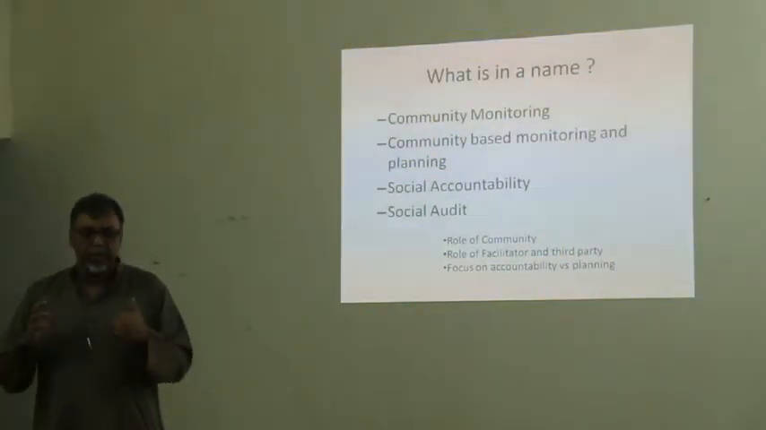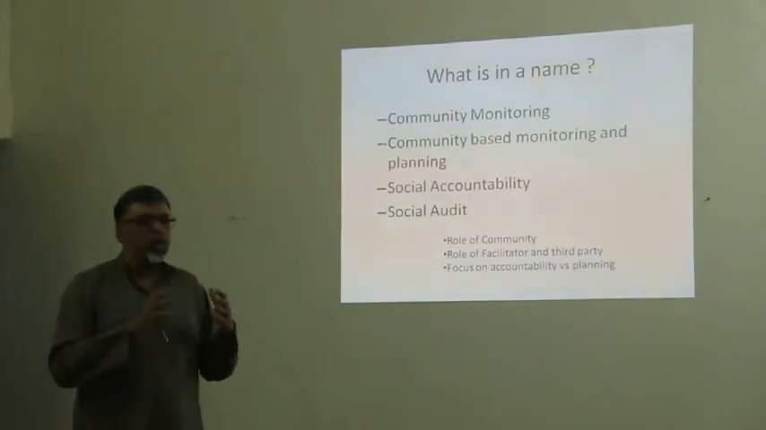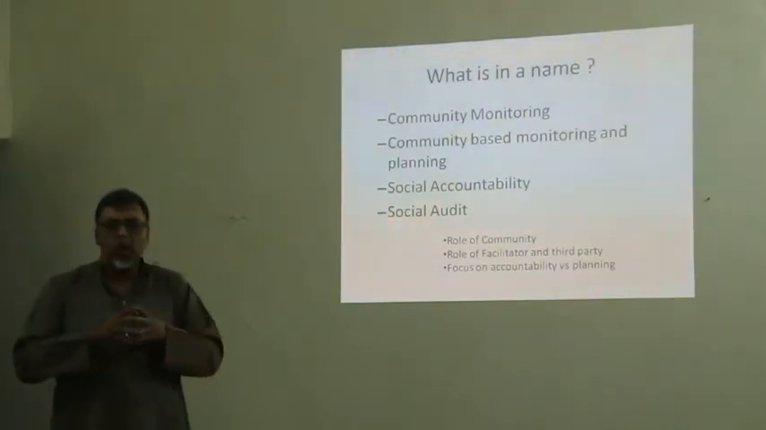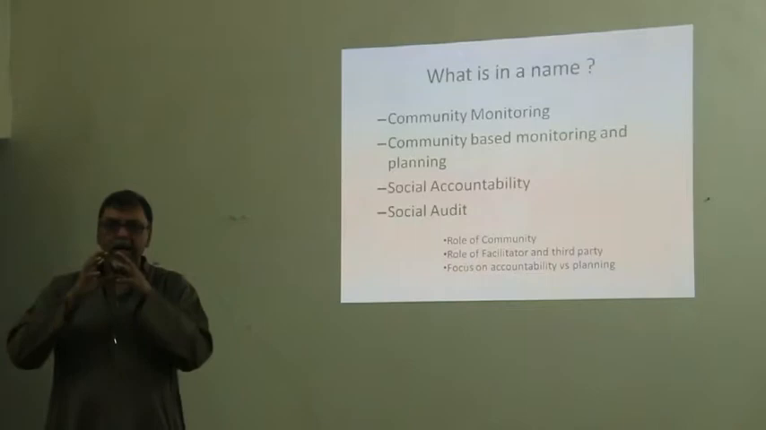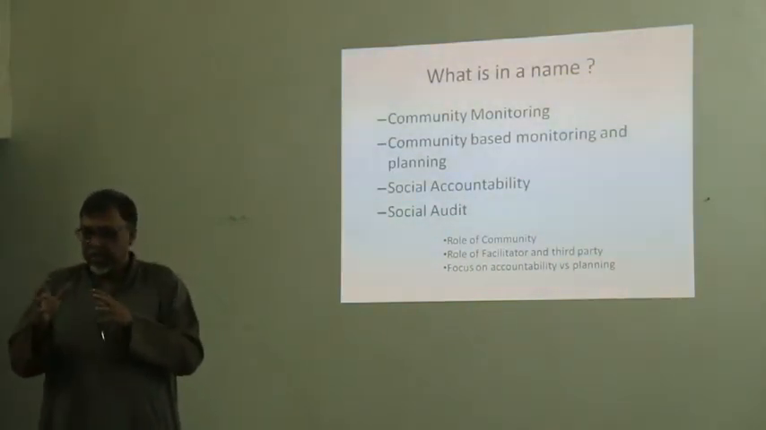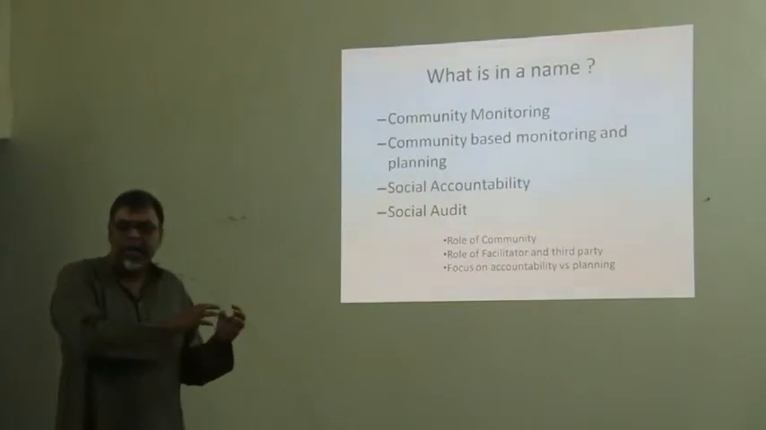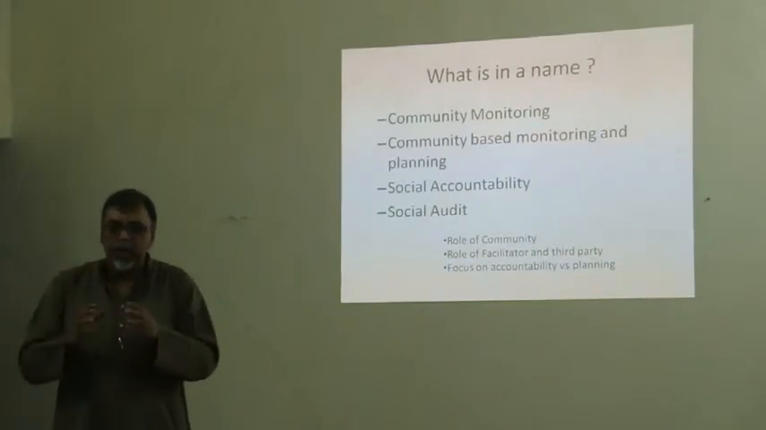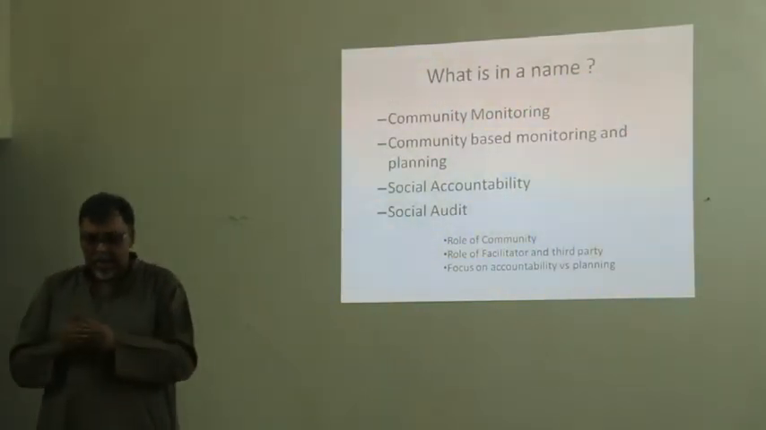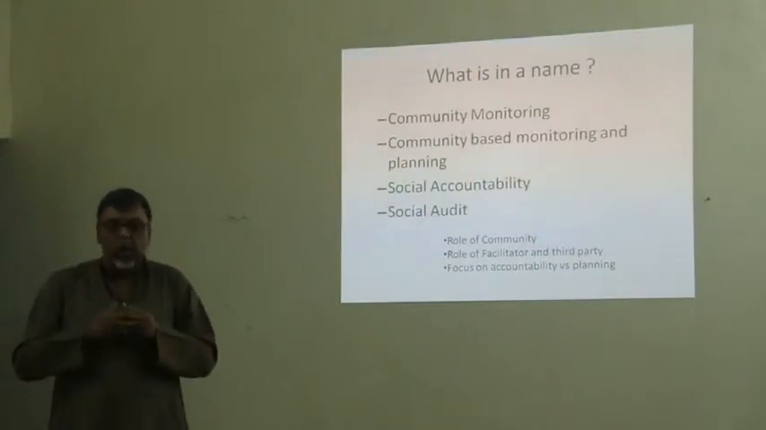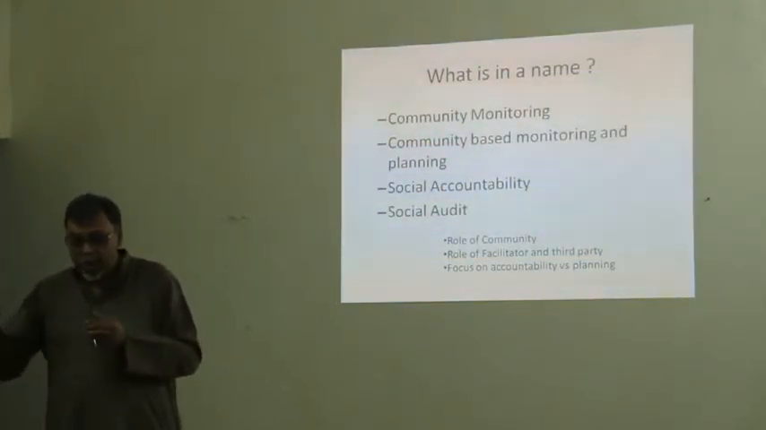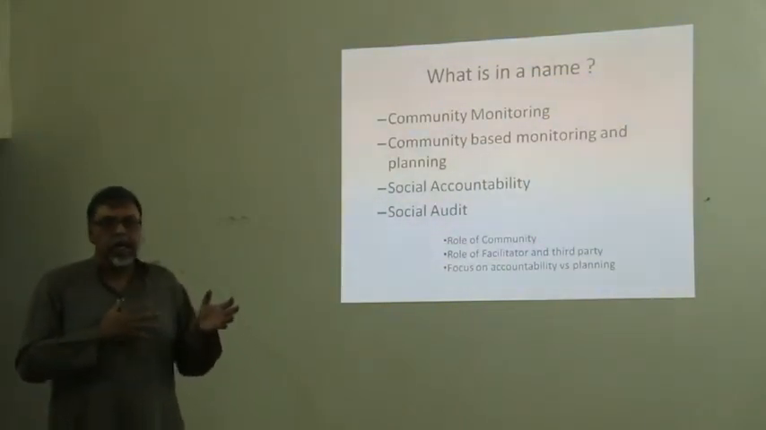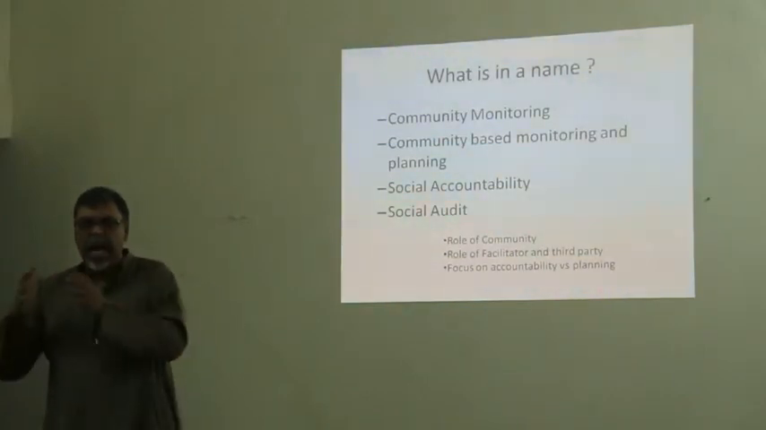The first question, what is in a name? Now, if we want to understand the distinctions between the names, I think we have to get some clarity as practitioners, as the primary facilitators of this process. Community is the primary actor, but our role is very important because we are the primary facilitators. What is our conceptual framework about the role of the community? What is our conceptual framework about our role, or let us say the role of the third party? How important do we see that to be? And finally, how important do we see the dynamic tension between accountability and planning?